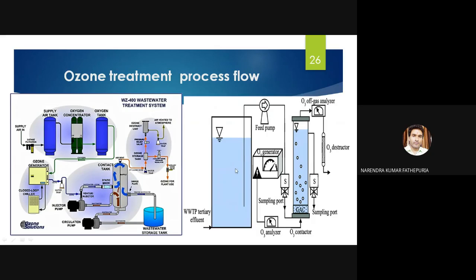So this is the tank. This is the feeding pump. This is the O3 generator where the ozone will be generated. This is the O3 analyzer, where we can analyze how much ozone we are generating, the percentage. And there is the O3 off-gas analyzer. All the meters, flow meters, and analyzers are attached, and we can see how much ozone is generating and being produced.